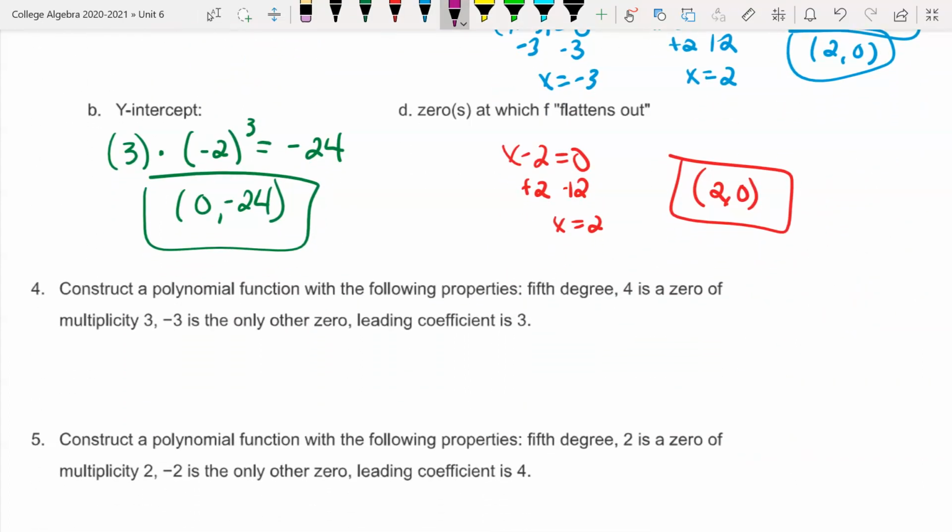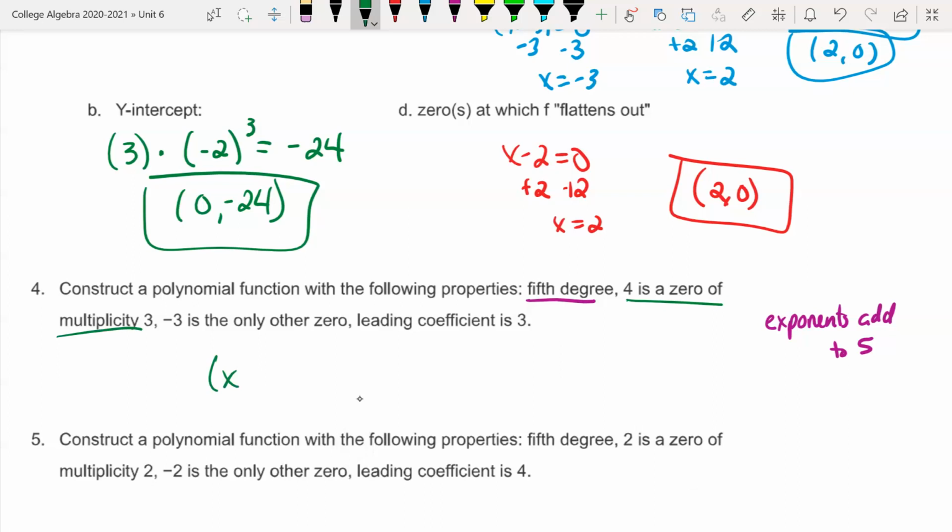All right, so that's most of the Hawks. And then occasionally they're going to throw in a problem like this. So it says construct a polynomial function with the following properties. Fifth degree, 4 is a 0, multiplicity 3. Negative 3 is the only other 0. Leading coefficient is 3. So fifth degree means I know my exponents add to 5.